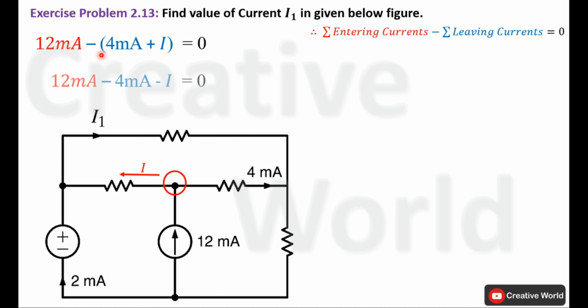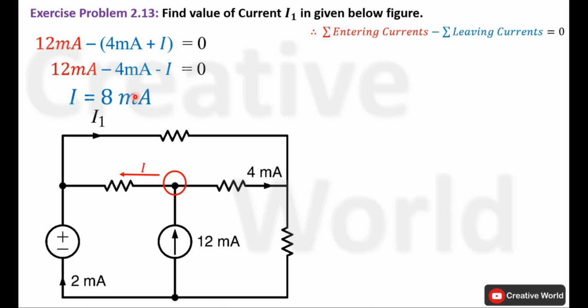Open this bracket. Minus will multiply with both values inside the bracket and both will become minus 4 mA and minus I. Now place this variable I on the other hand side of equal and subtract 4 mA from 12 mA to calculate its value, that is 8 mA. Move to the next node.